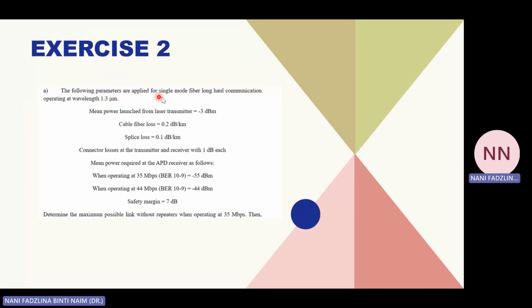The following parameters are applied for single-mode fiber long-haul communication operating at wavelength 1.3 micrometer. Mean power launched from the laser transmitter is negative 3 dBm. Cable fiber loss 0.2 dB per kilometer. Splice loss 0.1 dB per kilometer. Connector loss at the transmitter and receiver is 1 dB each. Mean power required at the APD receiver, when operating at 35 megabit per second, is negative 55 dBm. When operating at 44 megabit per second, it is negative 44 dBm. Safety margin 7 dB. Determine the maximum possible length of the link without repeaters when operating at 35 megabit per second.